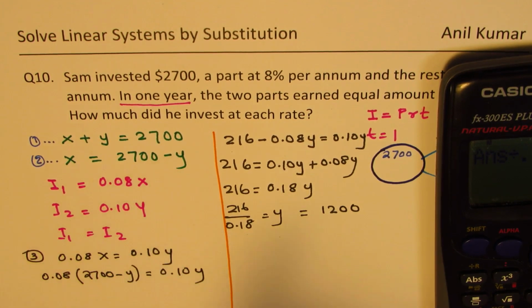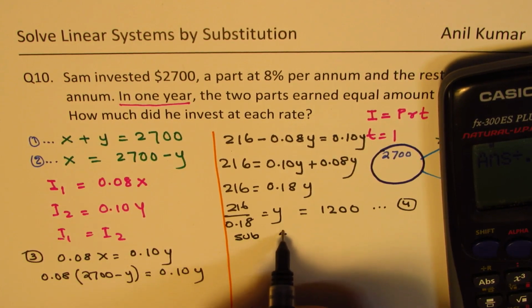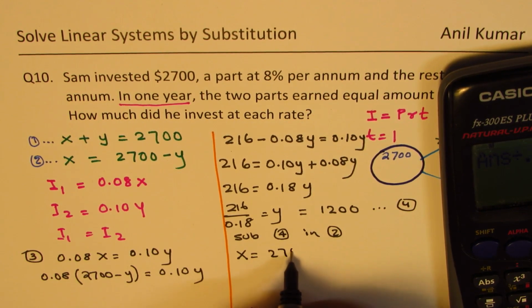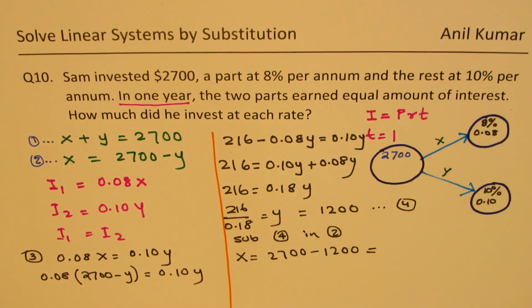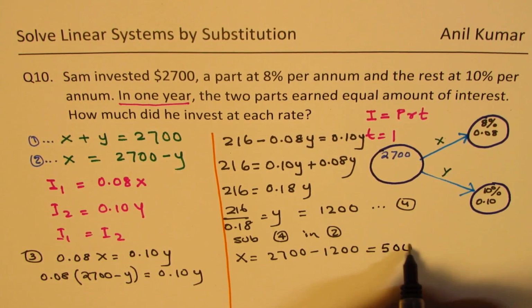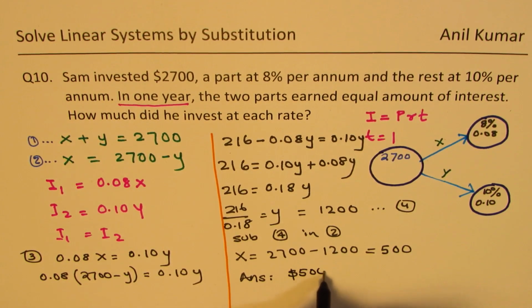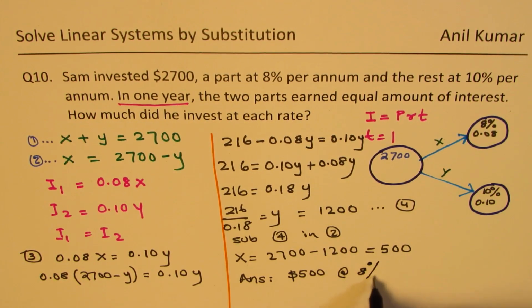Clear? So once we get the value of y, we'll call this our equation number 4. Now we'll substitute 4 in equation 2 to get the value of x, which is 2700 minus 1200. So we get this value as 1500. So our answer here is that $1,500 is invested at the rate of 8%, and $1,200 were invested at 10%. Does it make sense to you? So that is how we could solve it.